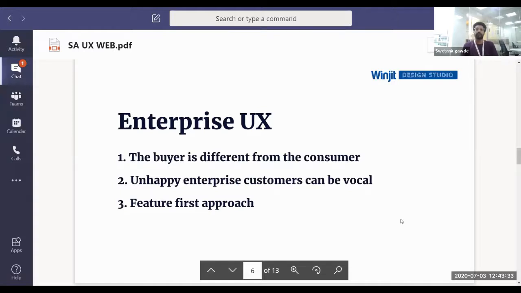But in terms of enterprise users, the business owner knows what they want to have in their solution, so their business can deliver better performance. So those are the key differences between the approaches for enterprise as well as consumer experience.